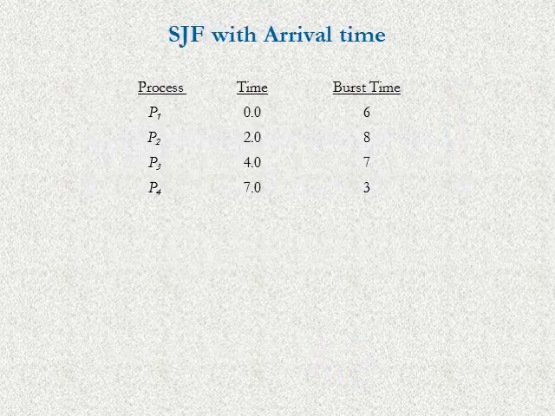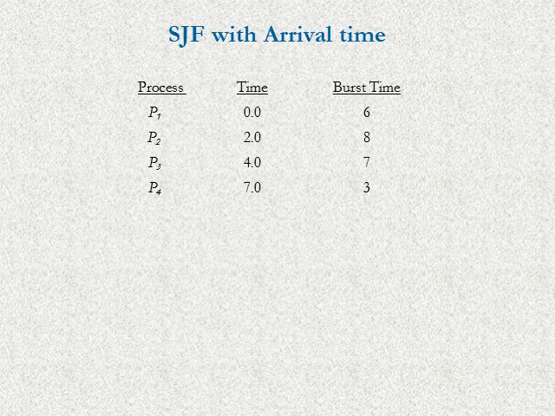Now let's add another concept on top of it. What will happen if multiple processes arrive in the system at different times? How can we compute the waiting time of multiple processes if they arrive at different time intervals, and how can we compare the waiting time with others?